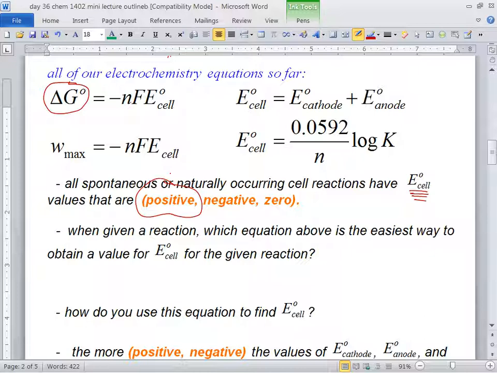When given a reaction, so I changed this a little bit from what you have. When given a reaction, which equation above is the easiest way to get a number for E0 cell? So you're given a reaction. It's a homework question. Cameron, you're given your reaction. What would be the easiest way to get E0 cell? We've got a number of them up here. What would you guess? Yeah, I agree. That second one, this one. It'd be the easiest because it's E0 cells. You find the little half reactions in the table, right?